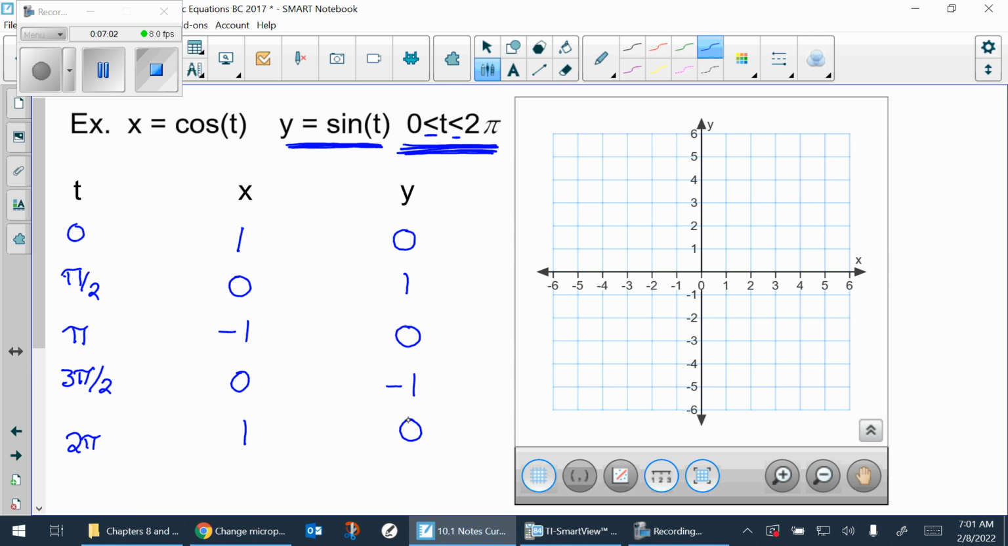Now if we come over to the graph and we graph this thing, we're starting at the point 1, 0. Then we go to the point 0, 1. Then we go to the point negative 1, 0. Then to 0, negative 1. And finally, right back to where we had started. Now, this is where we're going to learn to describe the motion. And the motion went something like that.